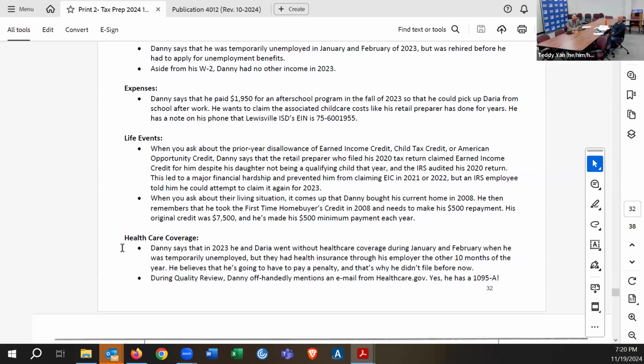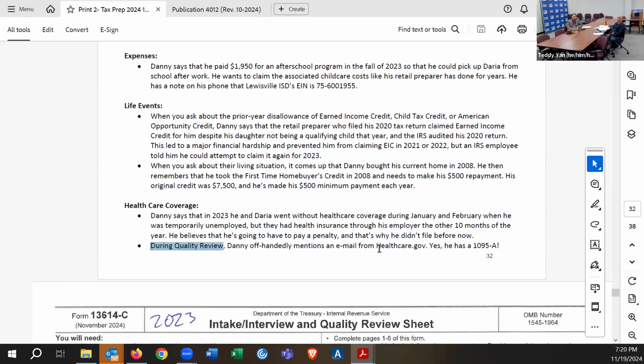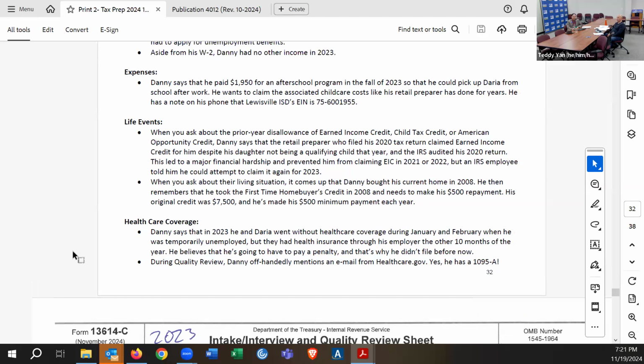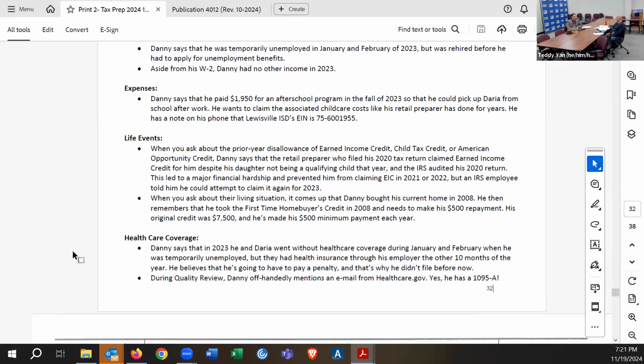And then you will have to deal with healthcare.gov coverage at some point. And the 1095A can, at times, be a bear of a form to deal with. And this is very, very common. Danny did not hand us his 1095A during the interview. Well, worse than that, he said he didn't have it during 2 months when he was unemployed, and he had employer insurance, so he's obfuscating. Yep.